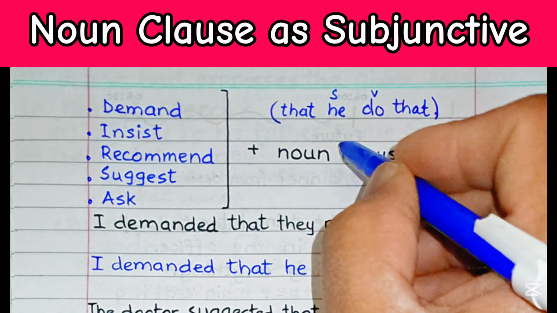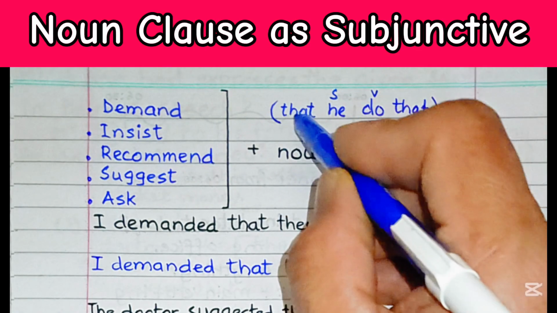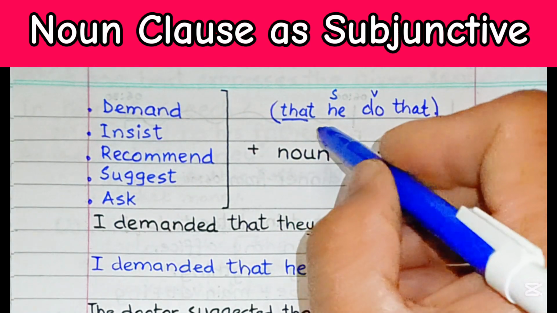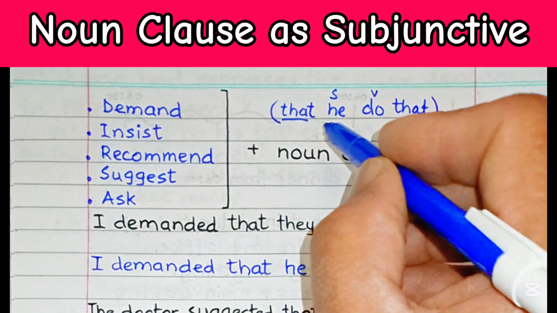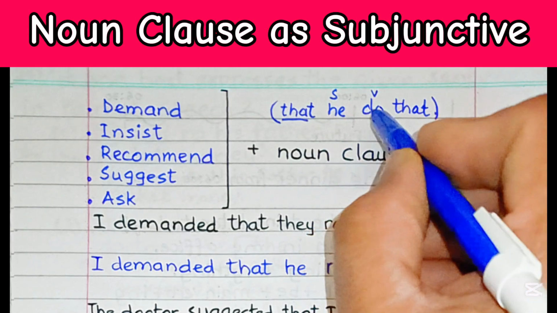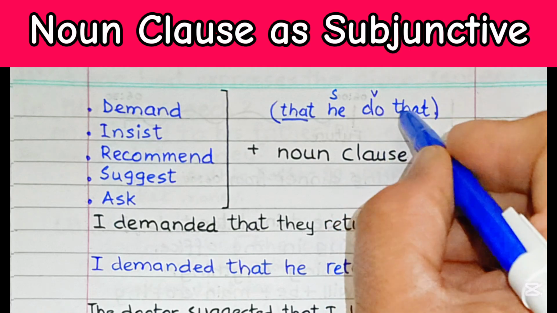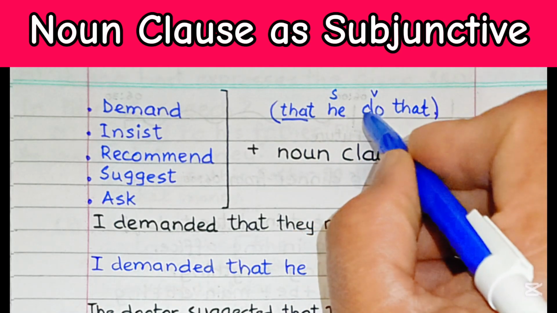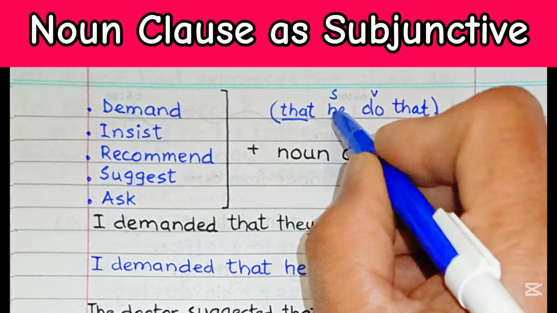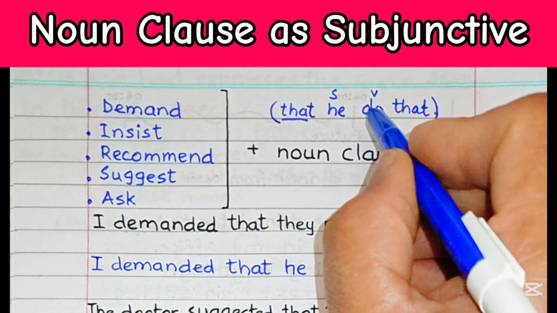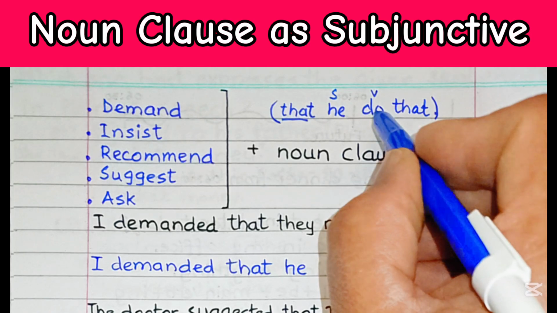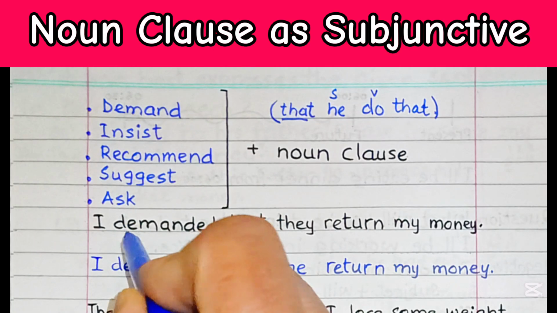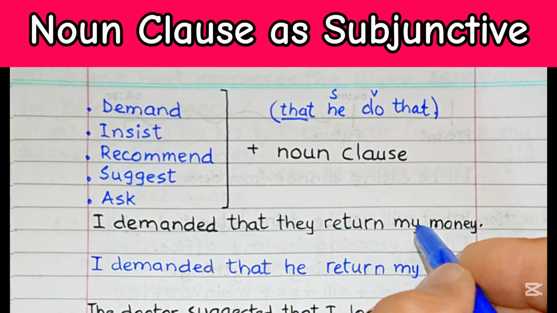So as I mentioned, the noun clause will begin with the word that, and then we have the subject he, and then the main verb do, that he do that. Normally we add es with do once the subject is he, but in subjunctive mood we don't do that. For example, I demanded that they return my money.